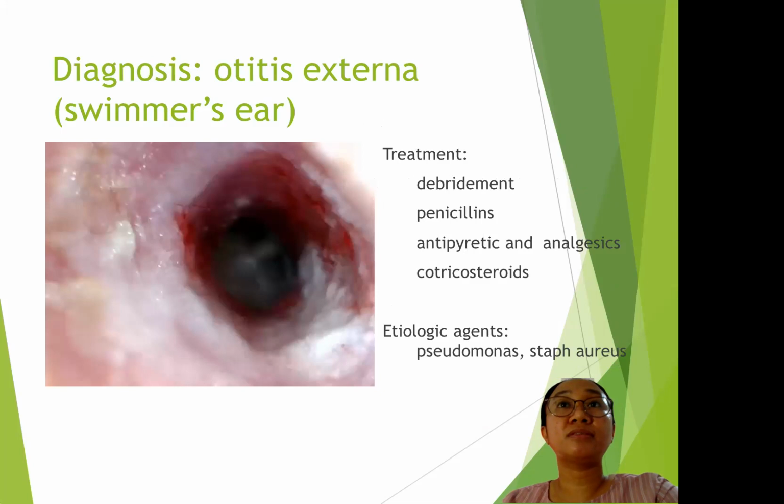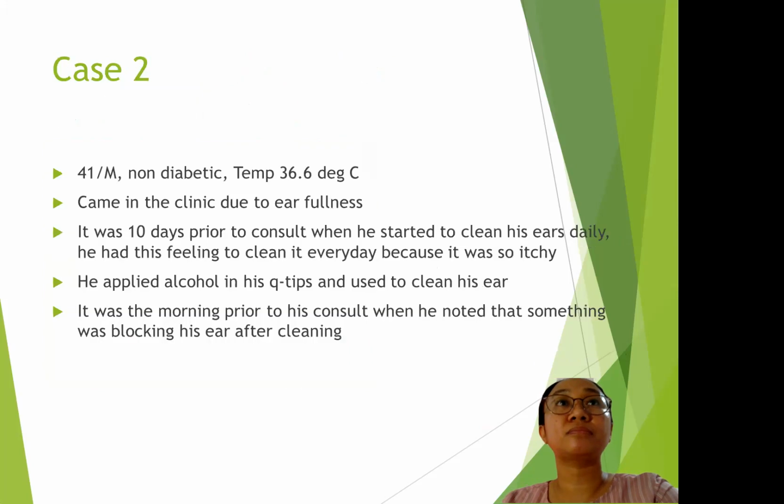The main treatment for this disease is debridement, followed by giving oral antibiotics, your penicillins. Antipyretics and analgesics should be given during pain and fever. Corticosteroids will also be given for the inflammation. You can give them either oral or topical. For your orals, you can give prednisone or methylprednisolone. Your topicals are in the form of fluocinolone and dexamethasone. The most common etiologic agents for this are Pseudomonas and Staph aureus.